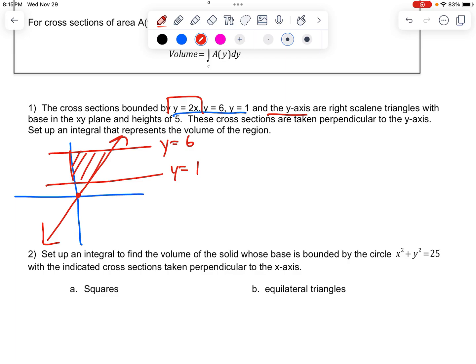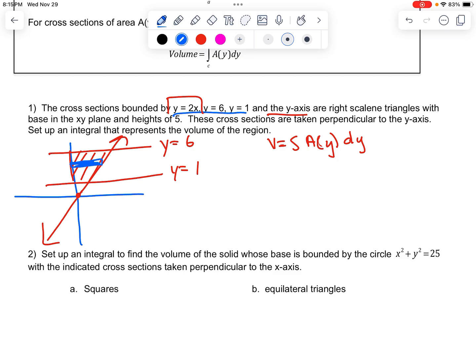And we are going to do cross sections. When we talk about cross sections, remember the volume is just the area of the two-dimensional picture. And we're perpendicular to the y-axis. Oh, so this is where I have to be careful. We are going perpendicular to the y-axis, so this is where we have to use dy. So my rectangle is going to go like this. So that's a dy rectangle.